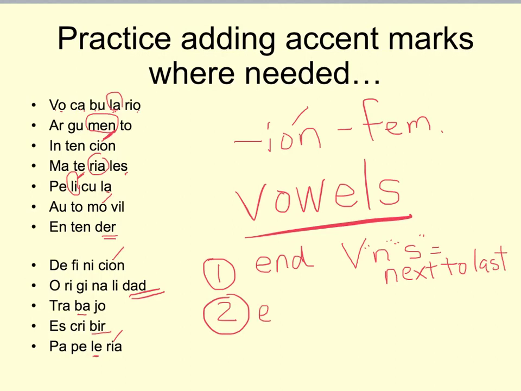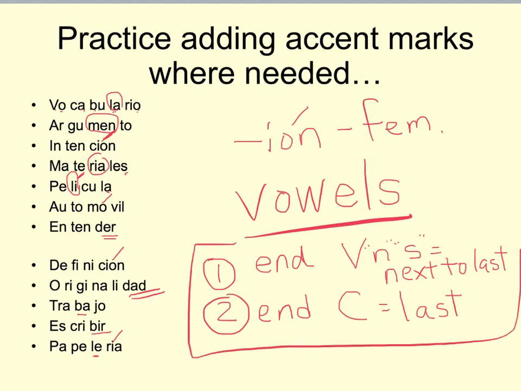Words that end in a consonant, my C for consonant, should be stressed on the last syllable. That's what the rule tells me. Exceptions to the rules need written accent marks. So if I'm going to break the rule about vowel, N or S, next to last, consonant, last, then I'm going to have to break the rule by putting an accent mark into the word.